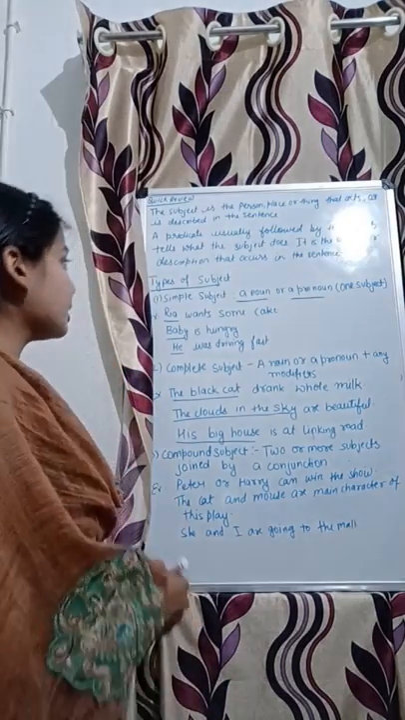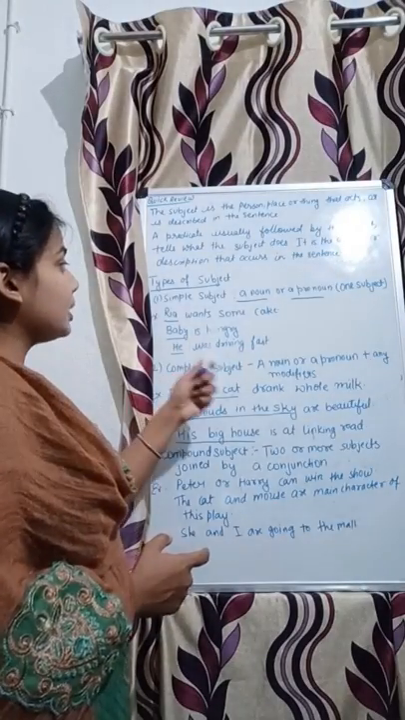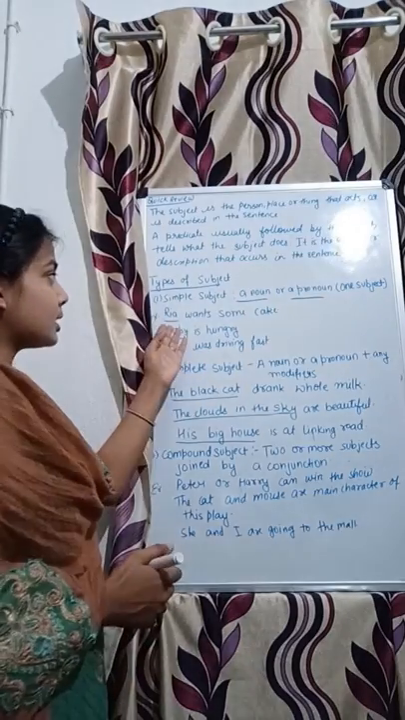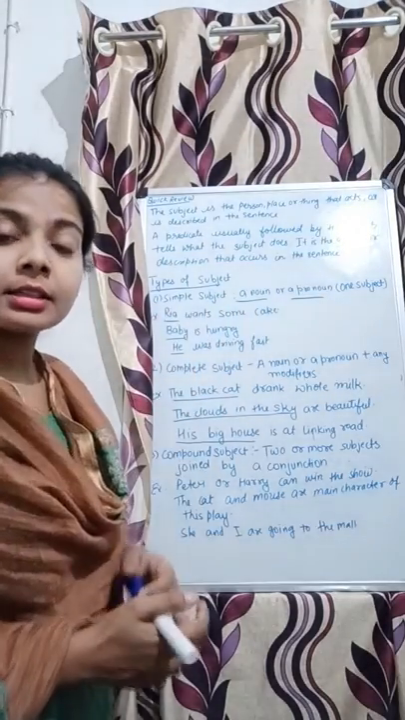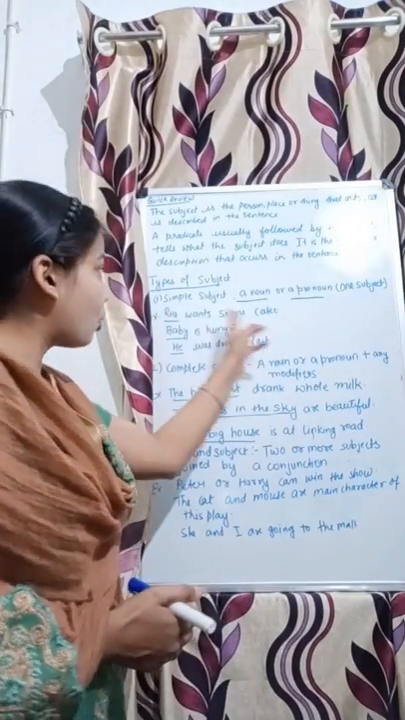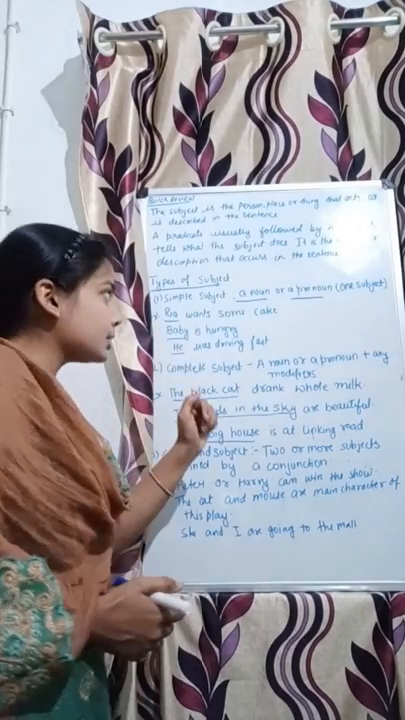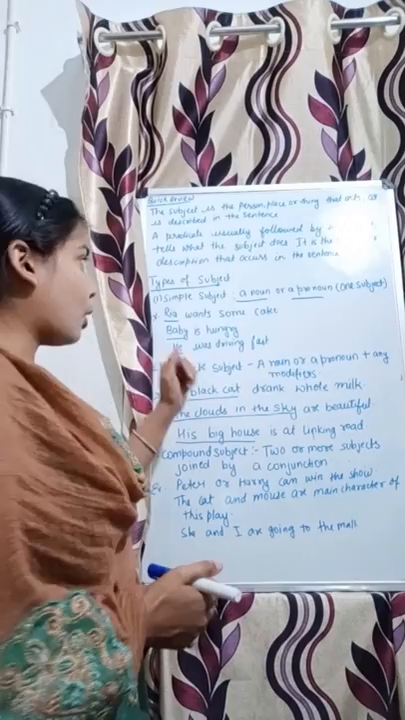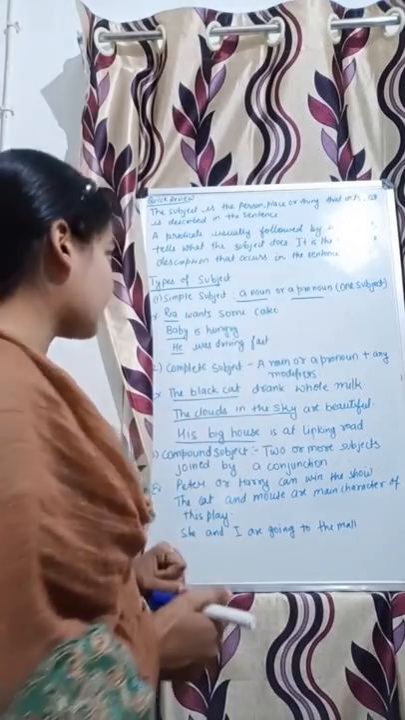As you can see here, Ria wants some cake. Baby is hungry. He was driving fast. Now in this sentence, Ria wants some cake, Ria is the subject because this whole sentence is about Ria. And as you can see here, Ria is a singular noun and one subject, so it is a simple subject.